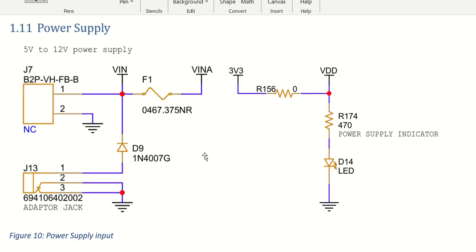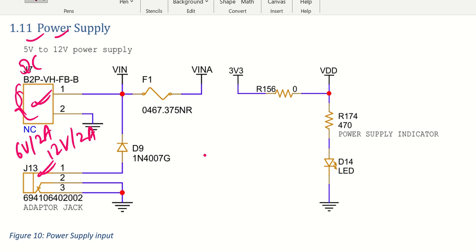Now, the most important part is coming up: the power supply. I have given a power supply connector, where you can give a 5 volt to 12 volt DC input. So you can connect a DC power supply at this particular connector. Otherwise, you can connect an adapter also, so an adapter jack is given. Generally, you will get several power supply adapters, let us say a 6 volt 2 ampere rating, or 12 volt 2 ampere rating, or 1 ampere rating, something like that you can connect.